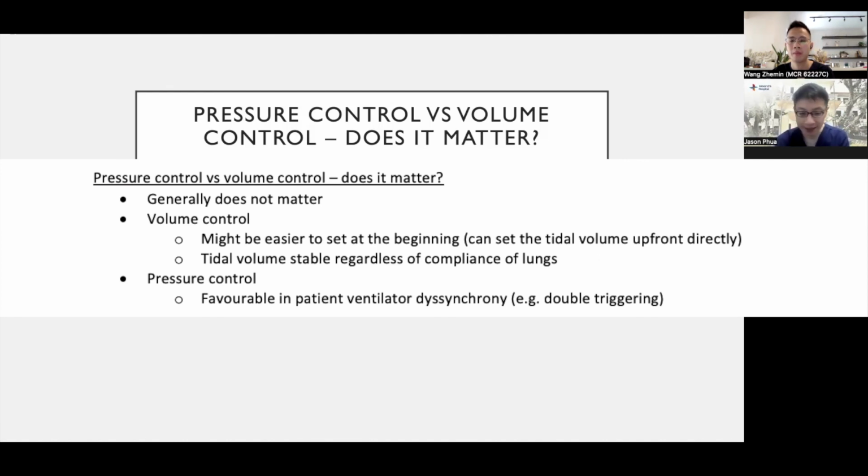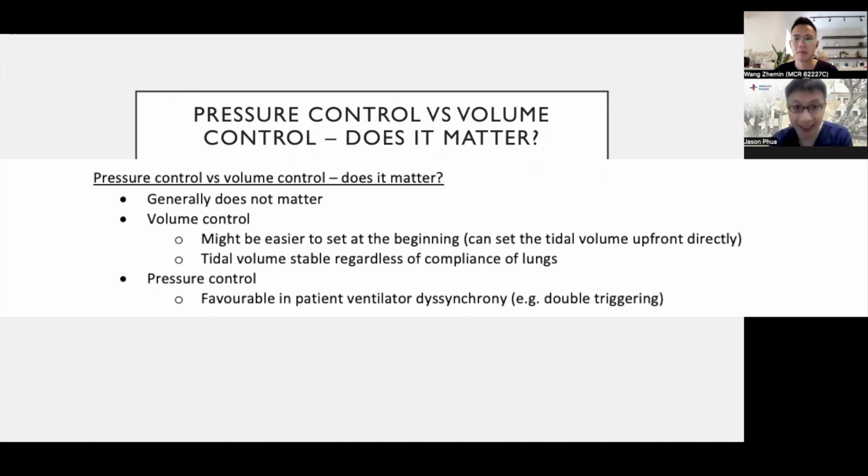The other thing that makes me prefer volume control, if I can help it, is that I still fix the tidal volume regardless of the compliance of the lungs. So if the compliance of the lungs worsens, I will still achieve a tidal volume of 6 units per kg. But in pressure control, if the compliance of the lungs worsens, the tidal volume will drop. If the compliance of the lungs improves, the tidal volume will increase if you do not adjust the pressure control.